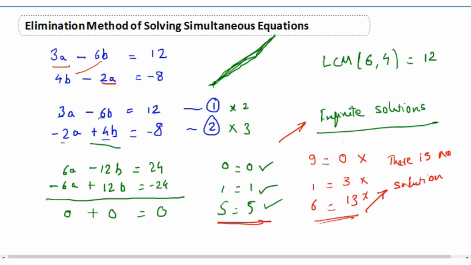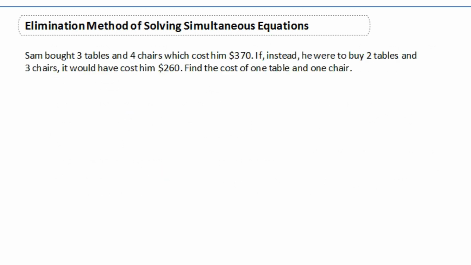Okay. So how about doing some word problems now? We have done a lot of equations being given to us. How about reading some word problems and making the equations for ourselves. Okay, so the first question that we have here is that Sam bought 3 tables and 4 chairs which cost him $370. If instead he were to buy 2 tables and 3 chairs, it would have cost him $260. Find the cost of 1 table and 1 chair.